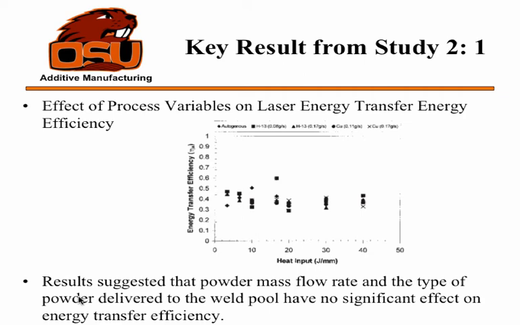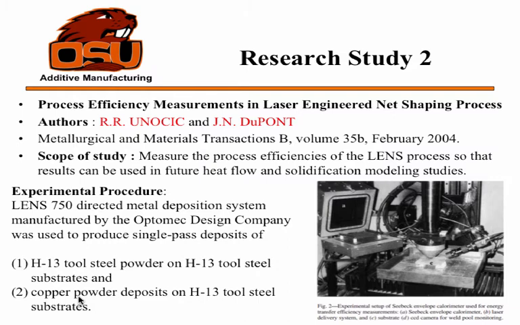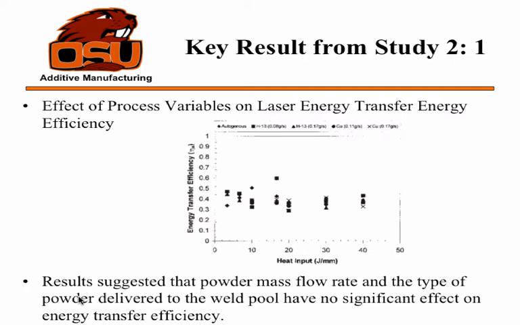So we may think, as they are studying copper powder deposits, and we know that copper has a high reflectivity, which results in low energy absorption. But this result shows that copper powder has nothing to do with the absorption of laser power. The only thing the laser energy efficiency is dependent on is the substrate material. If they used copper as the substrate material, we might get different results over here.